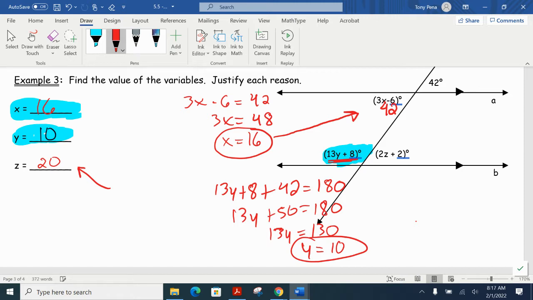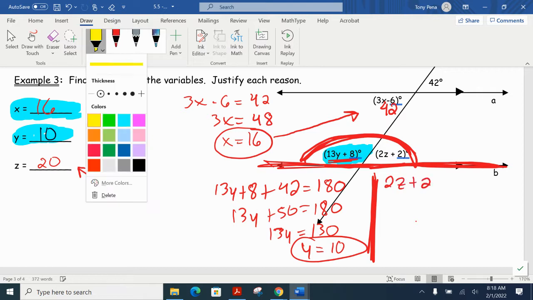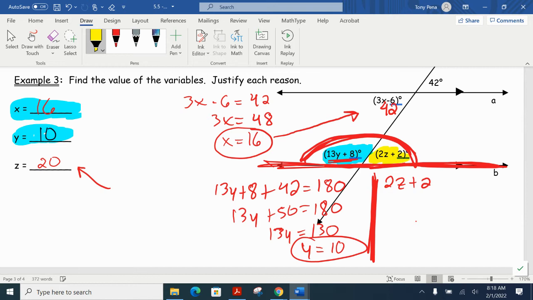Okay, so here's what Omar did. Omar did the idea that we have this line right here, and these two angles together need to add up to be 180 degrees. So what he did is he took this 2z plus 2, so I'll shade this one in yellow. We're going to take this angle here and add it to this angle. But notice he didn't use 13y plus 8. He actually found the degree measure of this angle. So we took this y value of 10, he plugged it in. What did this angle become? Oh, yeah, that's a 138 degree angle, which it would have to be, right? Because this is 42, that's 138, supplementary.